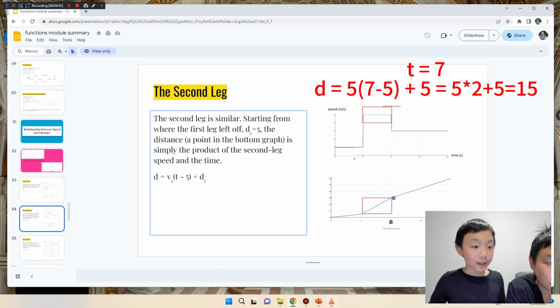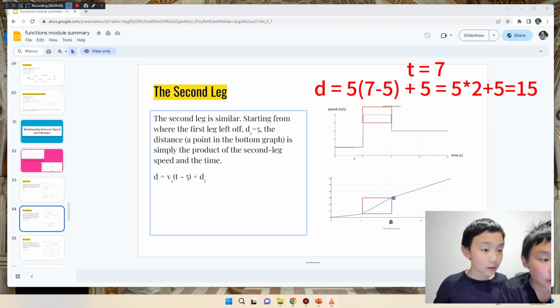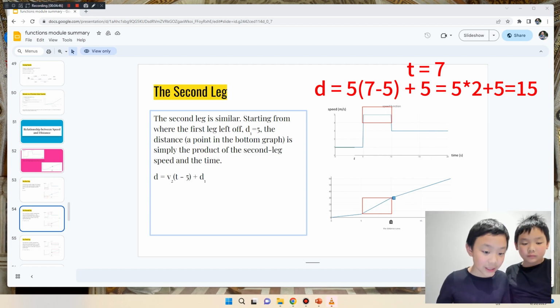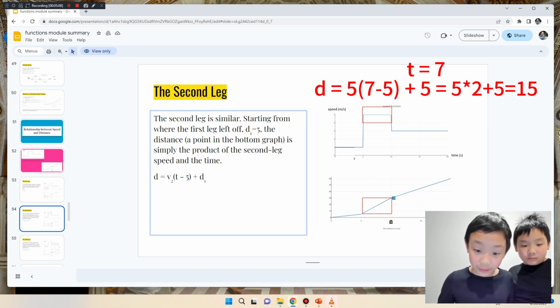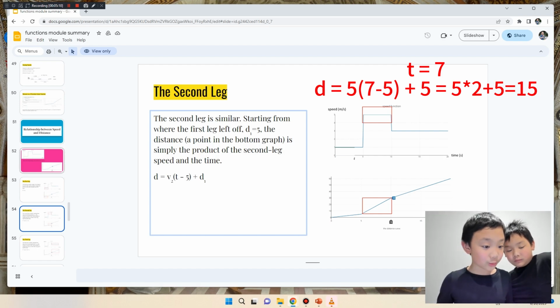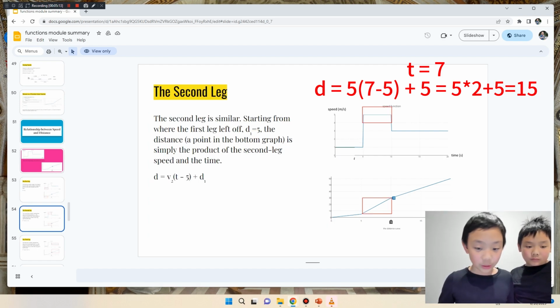Now let's do an example. Let's say t, the time, is 7 and the velocity is 5, because it says so right here on the speed graph. So 7 minus 5 is 2. And then 2 times 5, because the velocity is 5, is 10. So that's 10 distance plus D1. D1 is 5, because leg 1 is 5. D1 is 5.